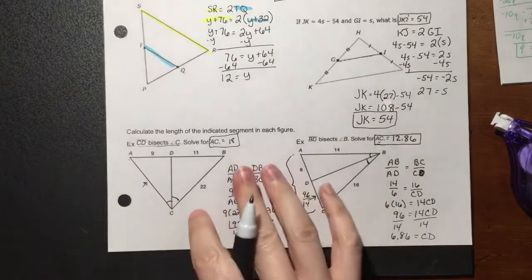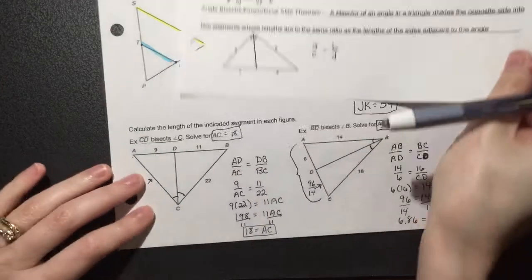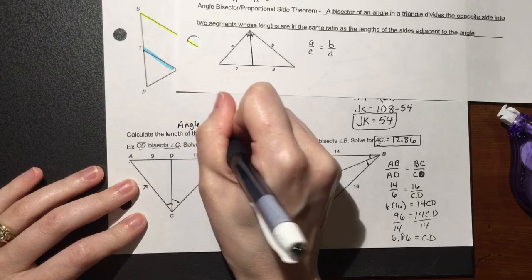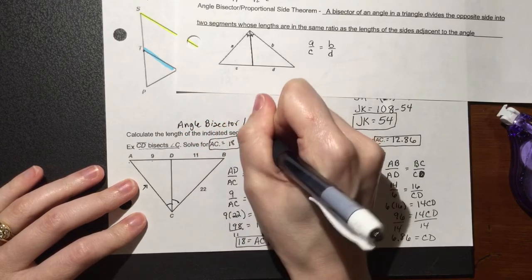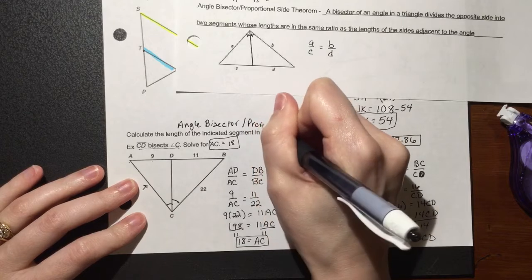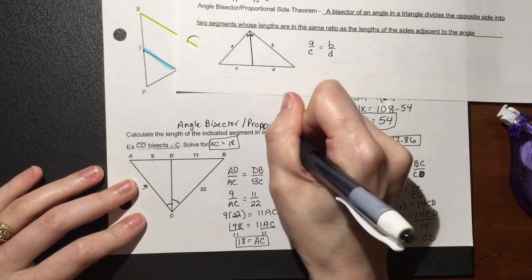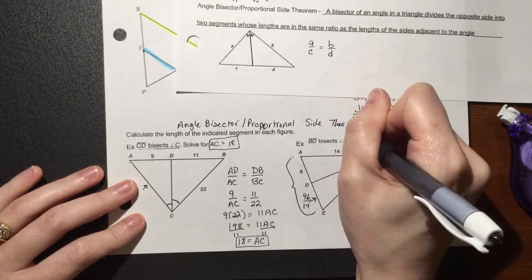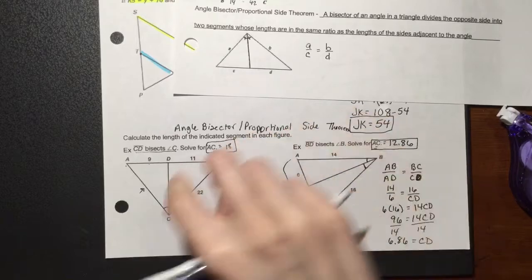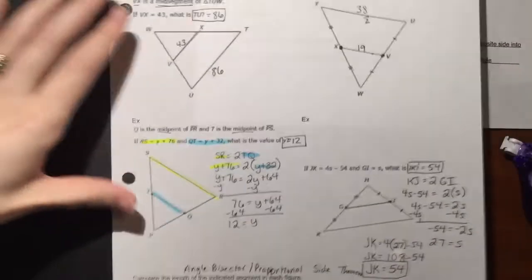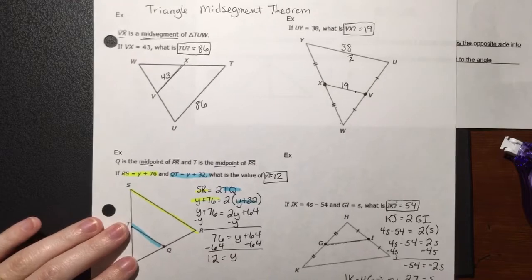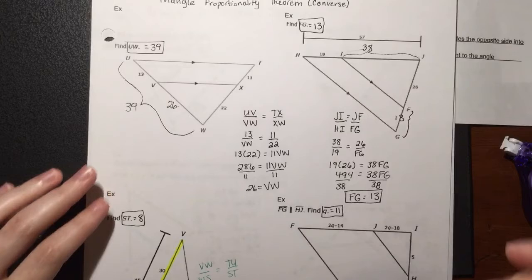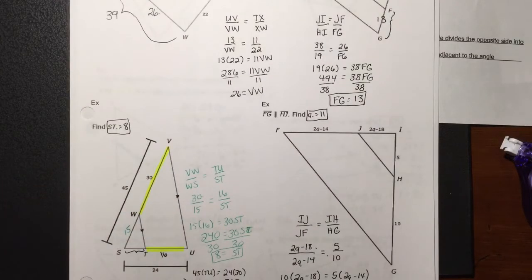Okay, so there's your two examples for the, let's write the title above it, the angle bisector proportional side theorem, and then these four middle ones right here are the triangle mid-segment theorem, where if you've got a mid-segment, how to solve for those. And then if you have parallel lines, the triangle proportionality theorem and its converse, and how to solve those.